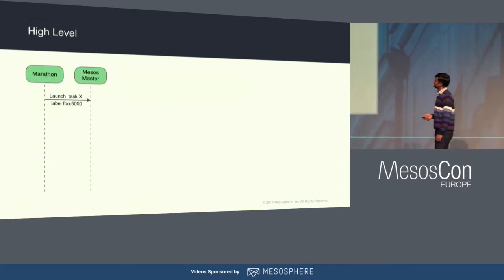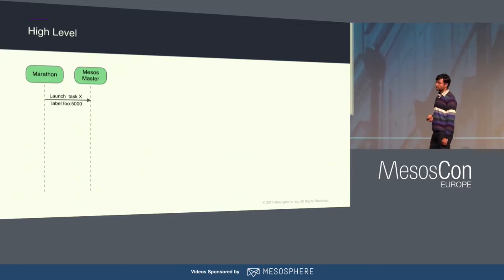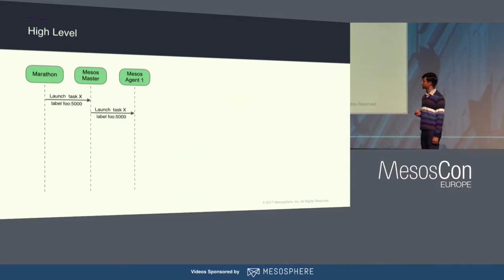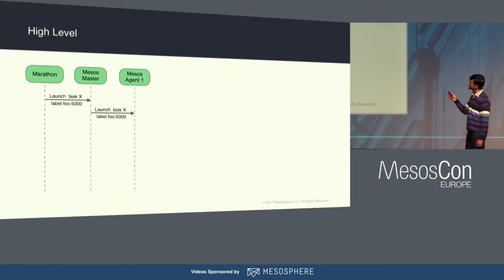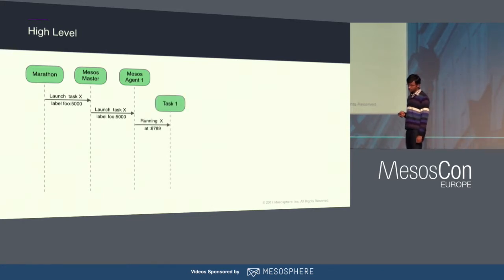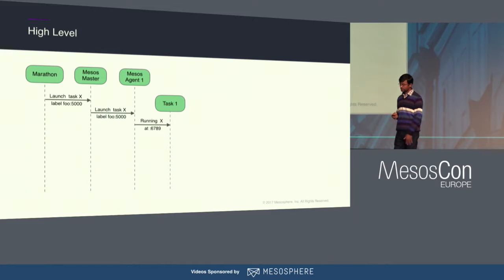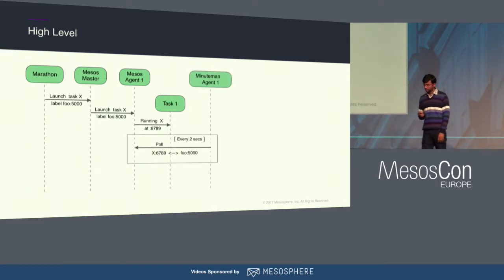At a high level, let's say there is a task that is launched by Marathon on a particular agent. It'll convey that information to the master. Master will select one of the agents based on the resources. Let's say the agent selected by master is agent one. And the label that you're seeing, foo:5000, is the actual VIP. But the VIP port is different from the actual port on which the task is running. In this particular case, let's say it's 6789.